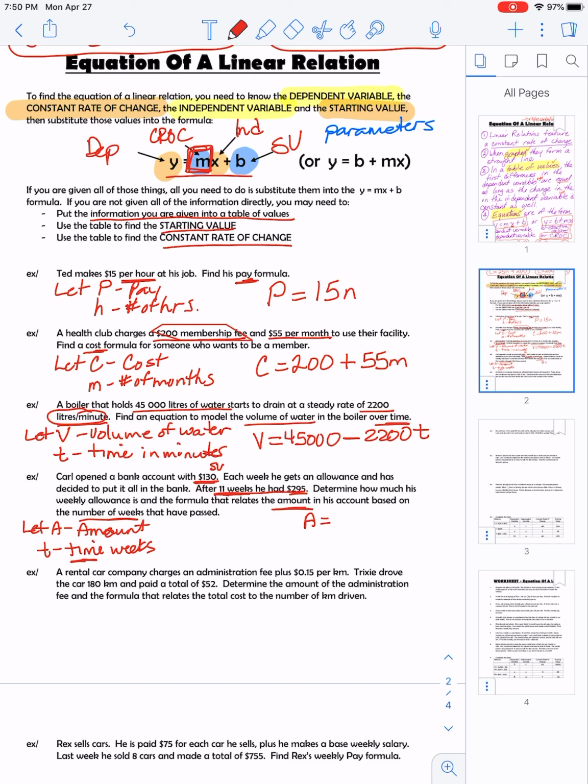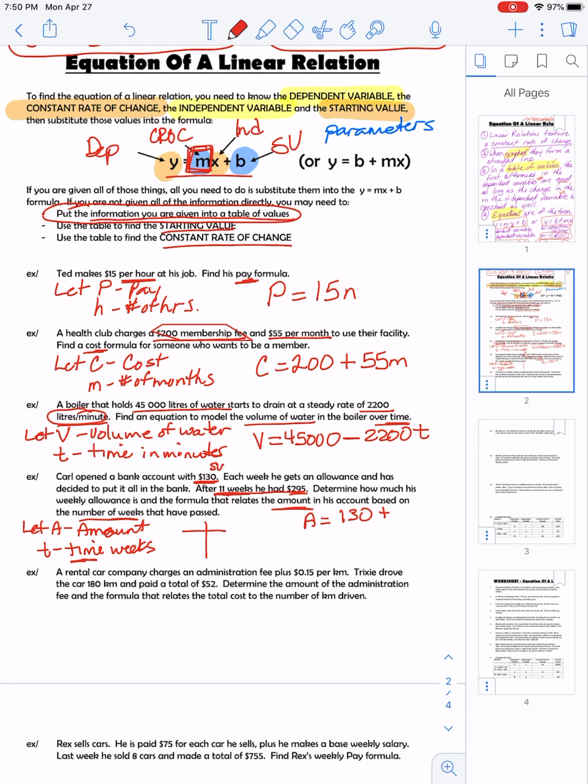So we know that this is starting out at $130, and we also know that he's adding money to his account, so I know we're going to have addition next. I just don't know how much it is a week. So if we look back here again, sometimes if you put your information into a table of values, you can figure out the information that you're looking for.